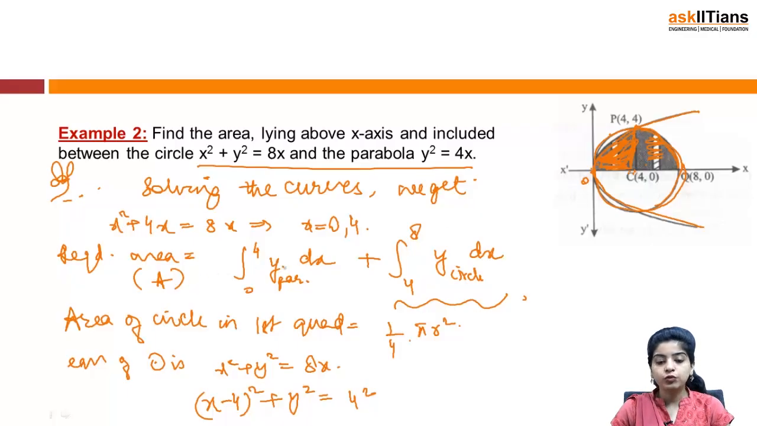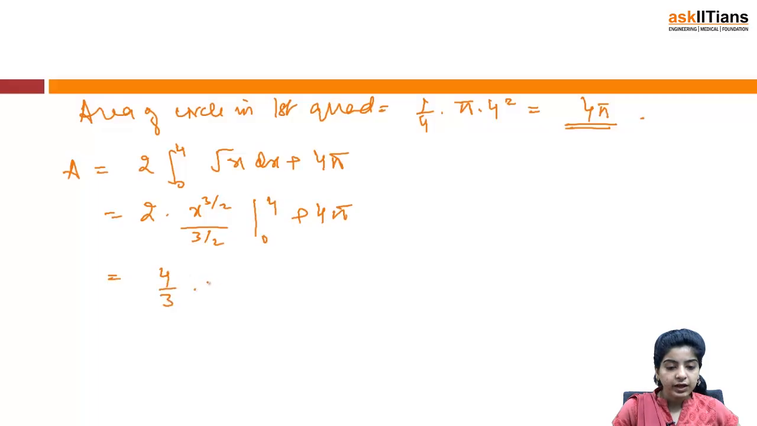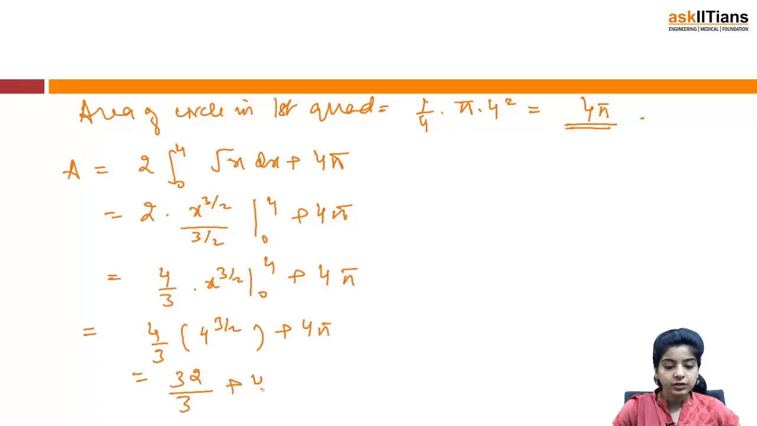So A equal to 0 to 4, y square is 4x, means y is 2 root x. So we have 2 root x dx 0 to 4 plus 4 pi. So this would be equal to 2x raised to the power 3 by 2 from 0 to 4 plus 4 pi. So this is basically 4 by 3 x raised to the power 3 by 2 from 0 to 4 plus 4 pi, and this is 4 by 3 times 4 raised to 3 by 2 plus 4 pi. This comes out to be 32 by 3 plus 4 pi square units.